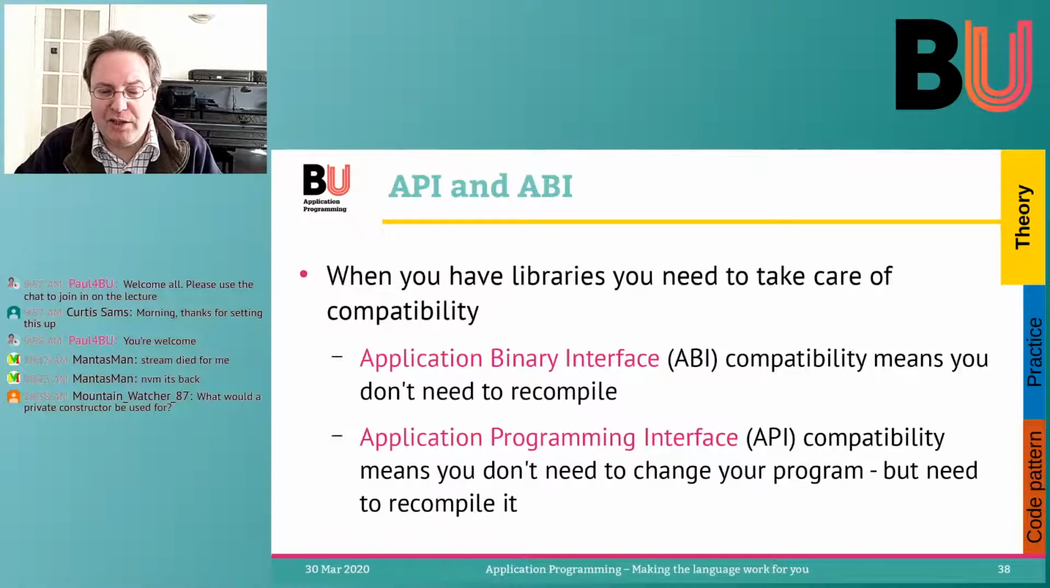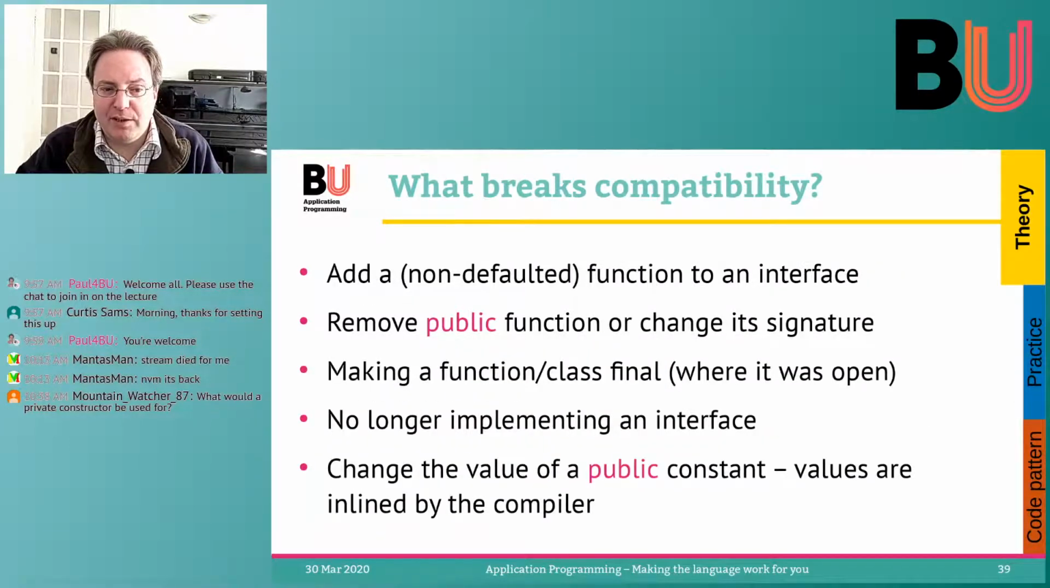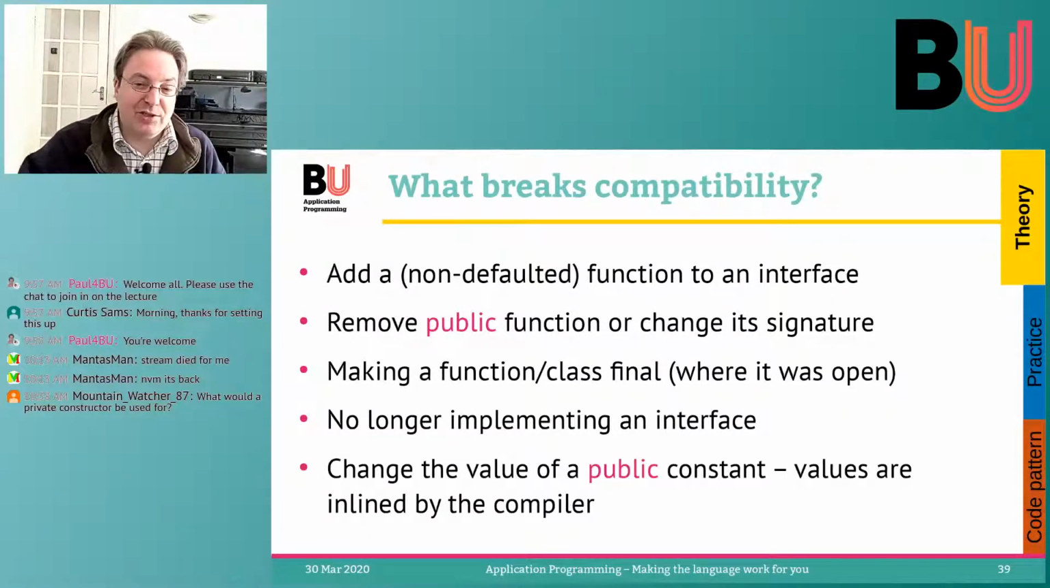But there's a lot of things also that break programming compatibility, source code compatibility. So if you add a function to an interface that's not defaulted, that basically means that everyone that implements the interface now needs to upgrade their code. This is an interesting case because this is only an API incompatibility. It is not a binary incompatibility.